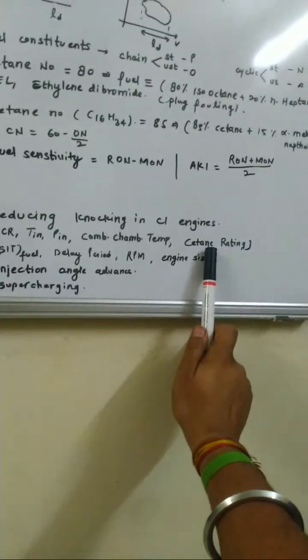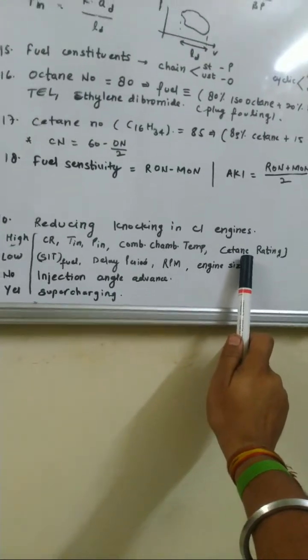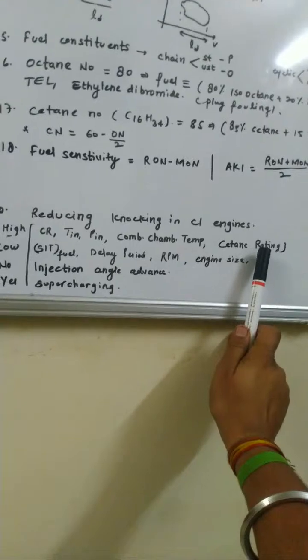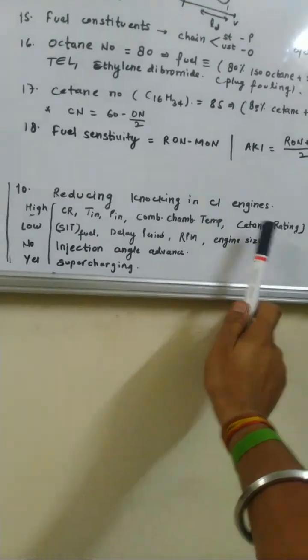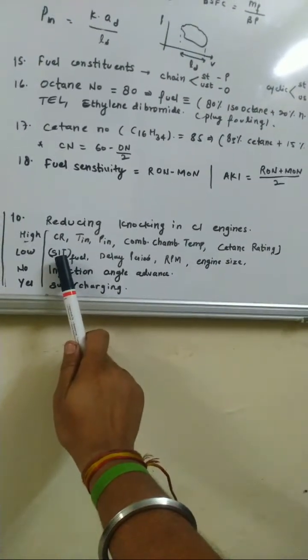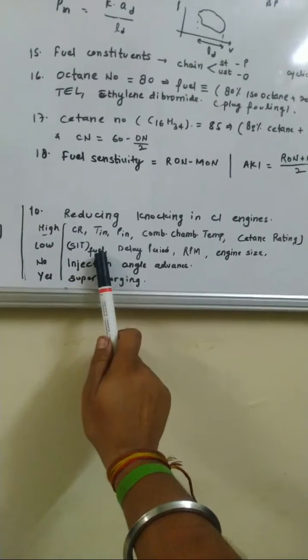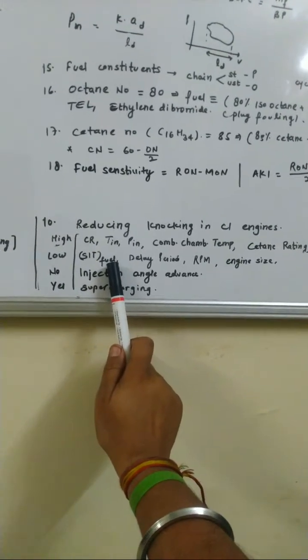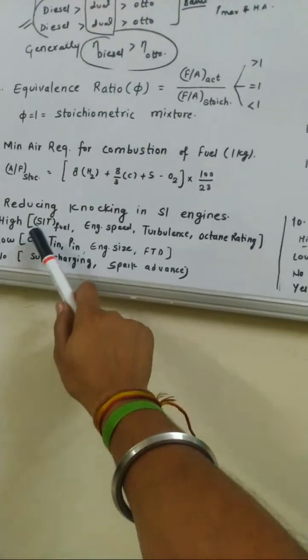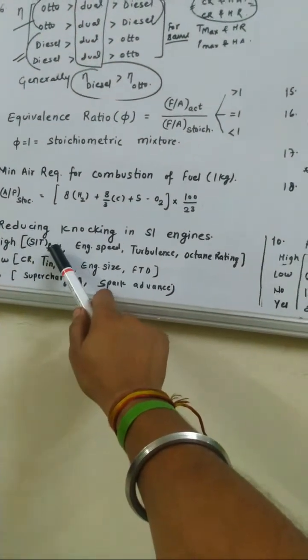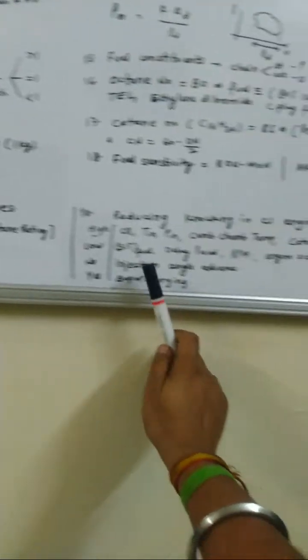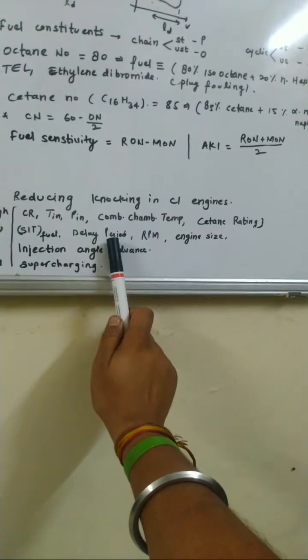And the cetane rating. In the similar way, in SI engine it was the octane rating, so here it is the cetane rating. There are few things we should be low, like self-ignition temperature should be low. But if you remember, in SI engine, the self-ignition temperature of the fuel should be high. Okay. Delay period should be low.